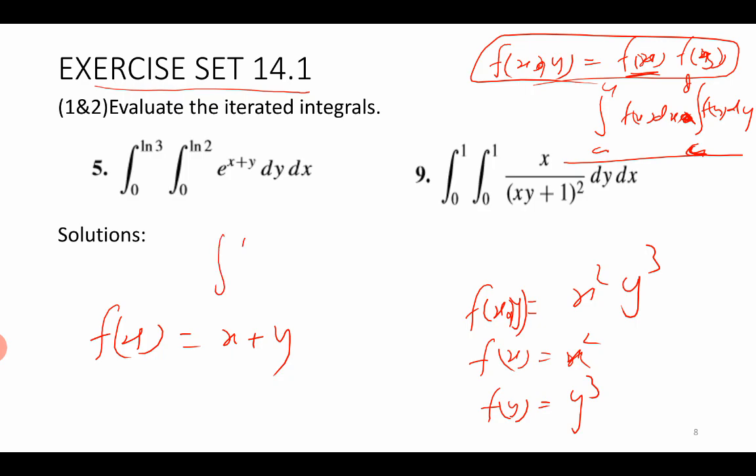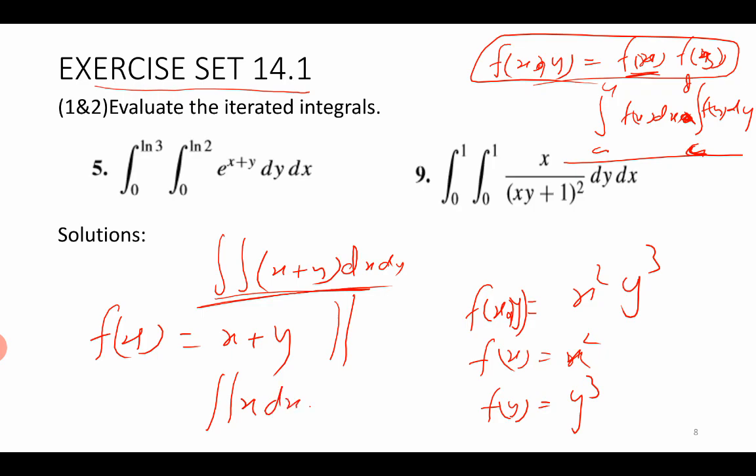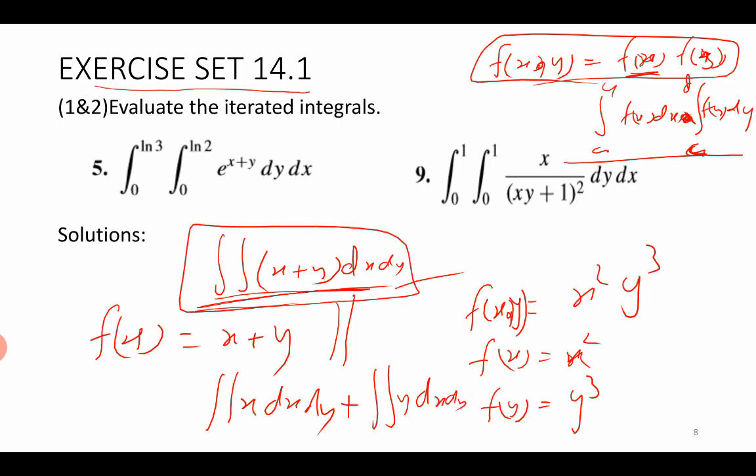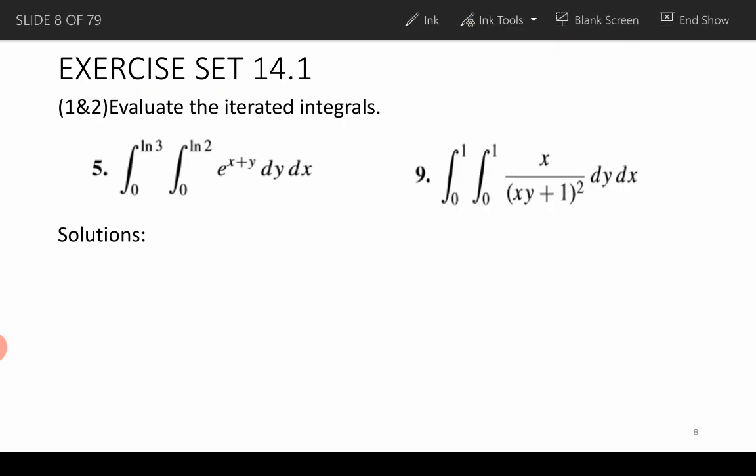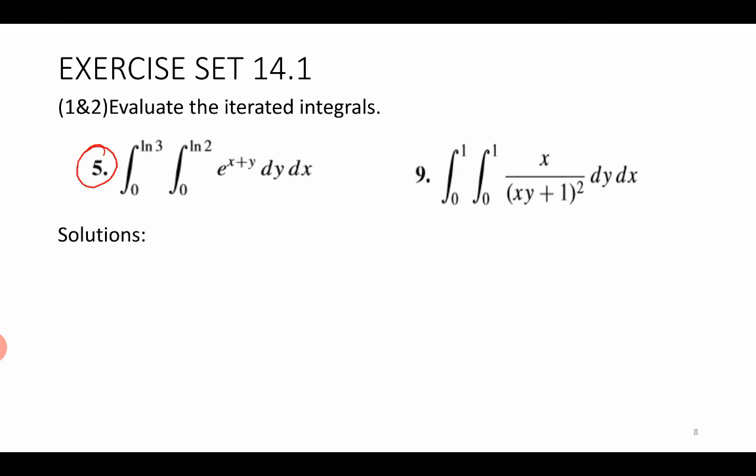So if I write double integral x plus y dx dy, you should separate as two different double integrals: double integral x dx dy plus double integral y dx dy. This is possible, otherwise straight away integrate this one. That is also possible. You cannot separate as a product. Yes, so let's try this one. Problem number 5 first.